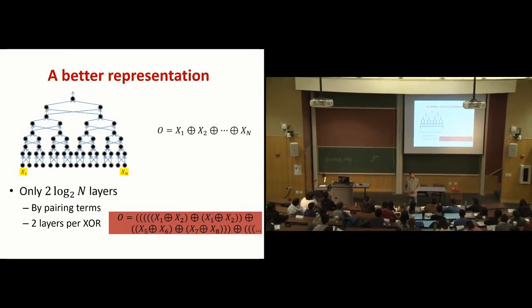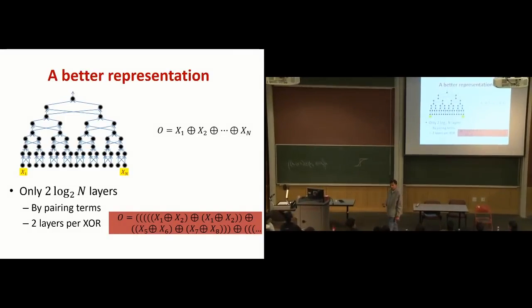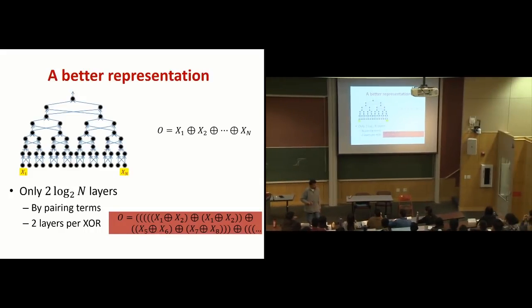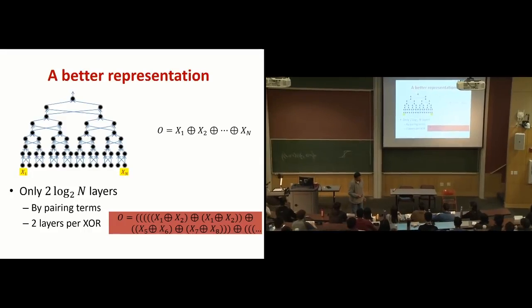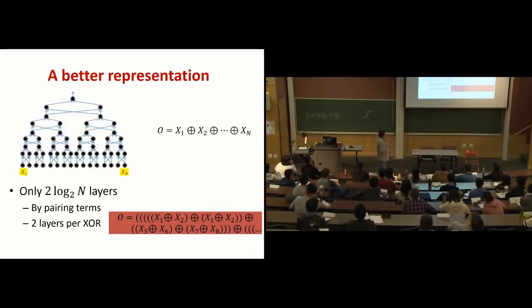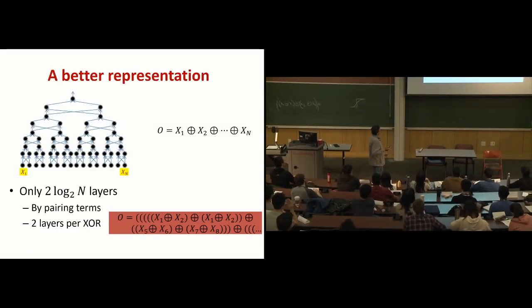How many layers will I need for this network? Any? The number of variables. It's just log n, 2 log n, because you have 2 layers for each XOR, correct? So you're going to require only 2 log 2n. See, I very helpfully put this on the slide.